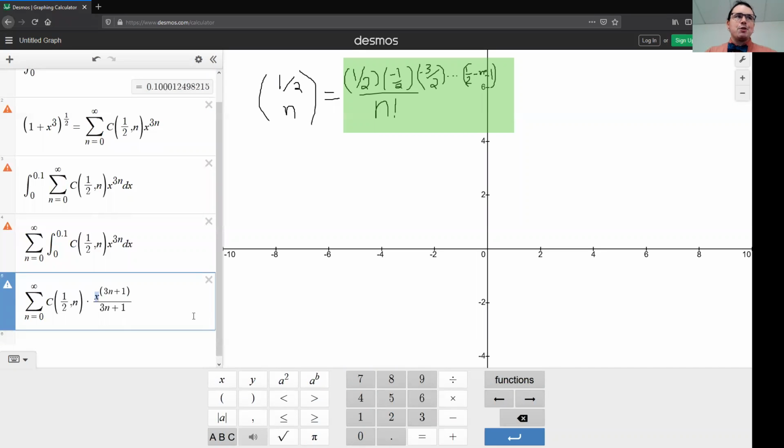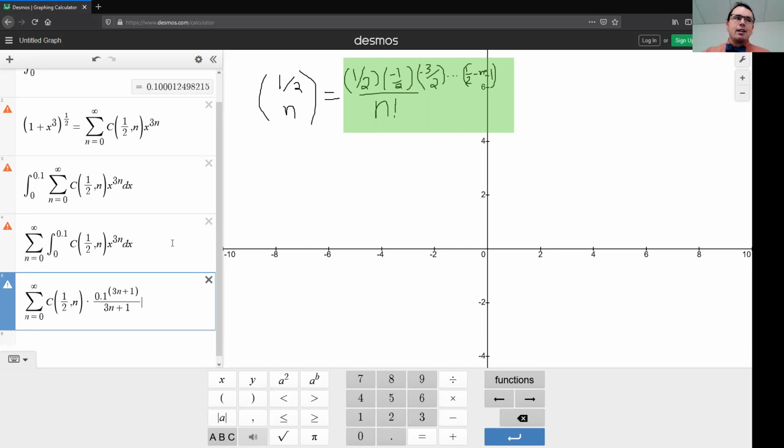And again, I've got to evaluate this at the two different endpoints of my integral, 0.1 and 0. So I'll have this fraction here with numerator 0.1 to the power 3n plus 1. And I'll subtract this fraction over here with numerator 0 to the power 3n plus 1. Well, then I'm just going to get rid of that 0 piece.